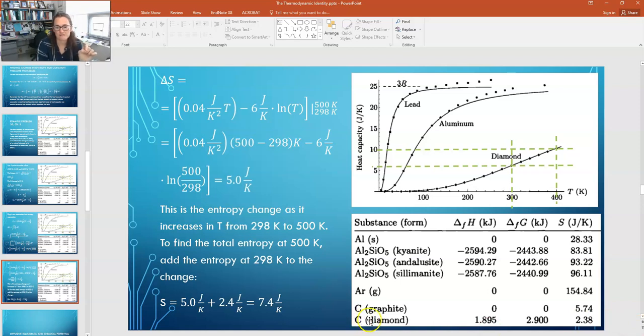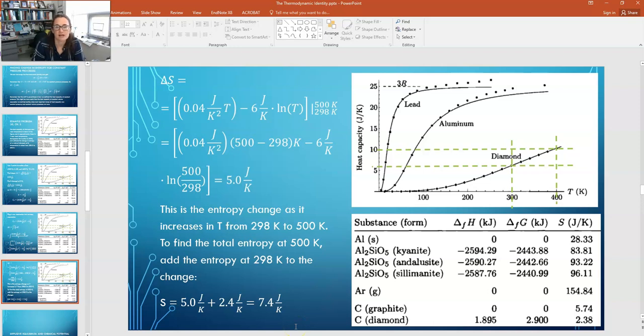And you can read that for diamond, the entropy at 298 Kelvin and 1 bar is 2.38 joules per Kelvin. Now, if I take that value and add it to the change in entropy that I just calculated, that would give me the entropy at 500 Kelvin, right? So that's what I've done here. I said that S is equal to 5 joules per Kelvin plus 2.4 joules per Kelvin, rounding to 2 sig figs, and that gives me an entropy of 7.4 joules per Kelvin at 500 Kelvin. All right? So that's how to handle it.